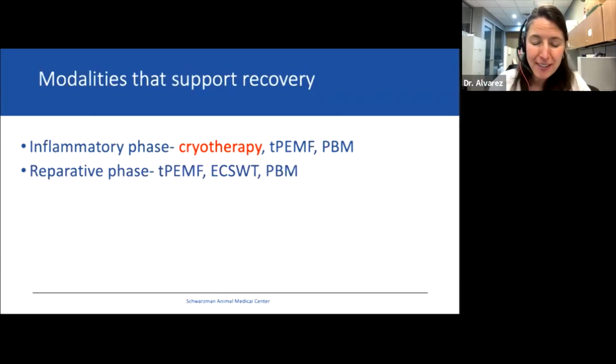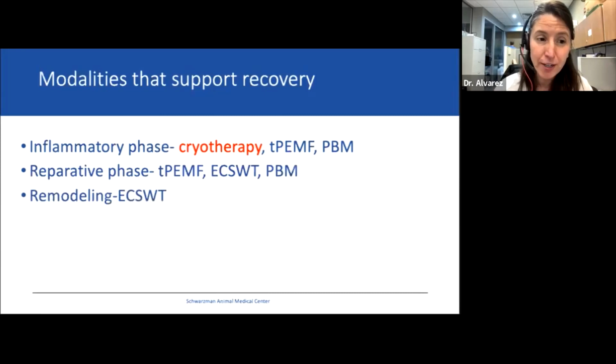For the reparative phase, remember this is where tissues are weak, but then have a rapid gain of strength in that first 2 weeks. Pulsed electromagnetic field therapy can be very useful, extracorporeal shockwave therapy, and definitely photobiomodulation as well.